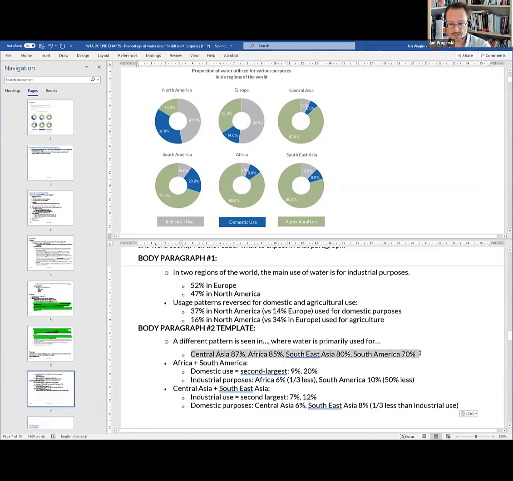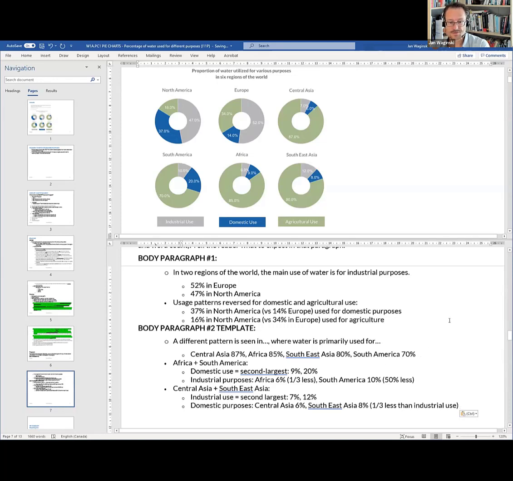So I would talk about these percentages, the main ones, and then I would break it down into Africa and South America and talk about where domestic use is the second largest use, and then industrial purposes. Then you can make some comparisons too. For example, you can note that Africa uses 6% of its water for industry versus 9% for household use, so that's 1/3 less. And then South America uses half as much water for industrial purposes compared to household use. And then Central Asia and Southeast Asia talk about industrial usage being the second highest use, and domestic purposes, you can note that 8% is 1/3 less than industrial use.